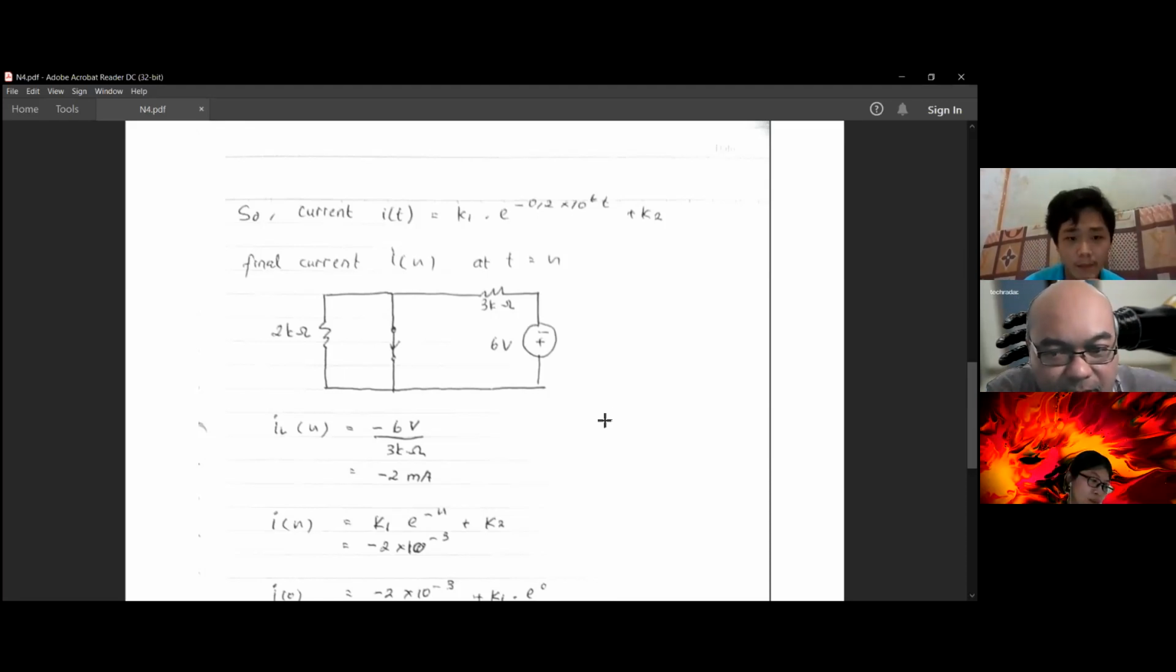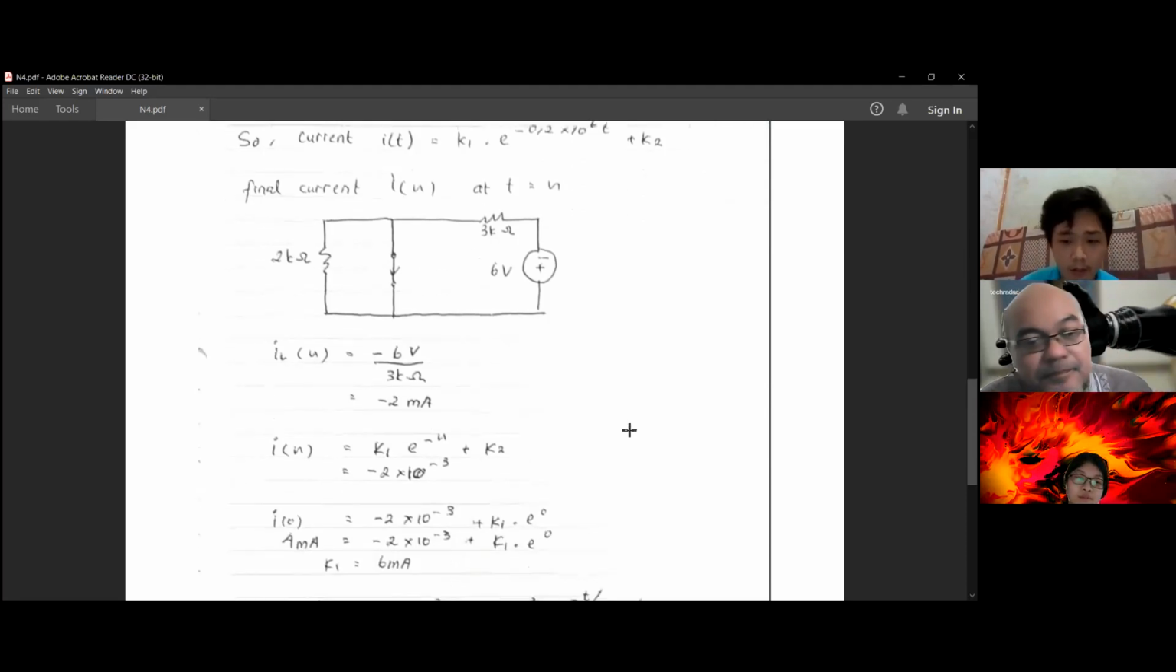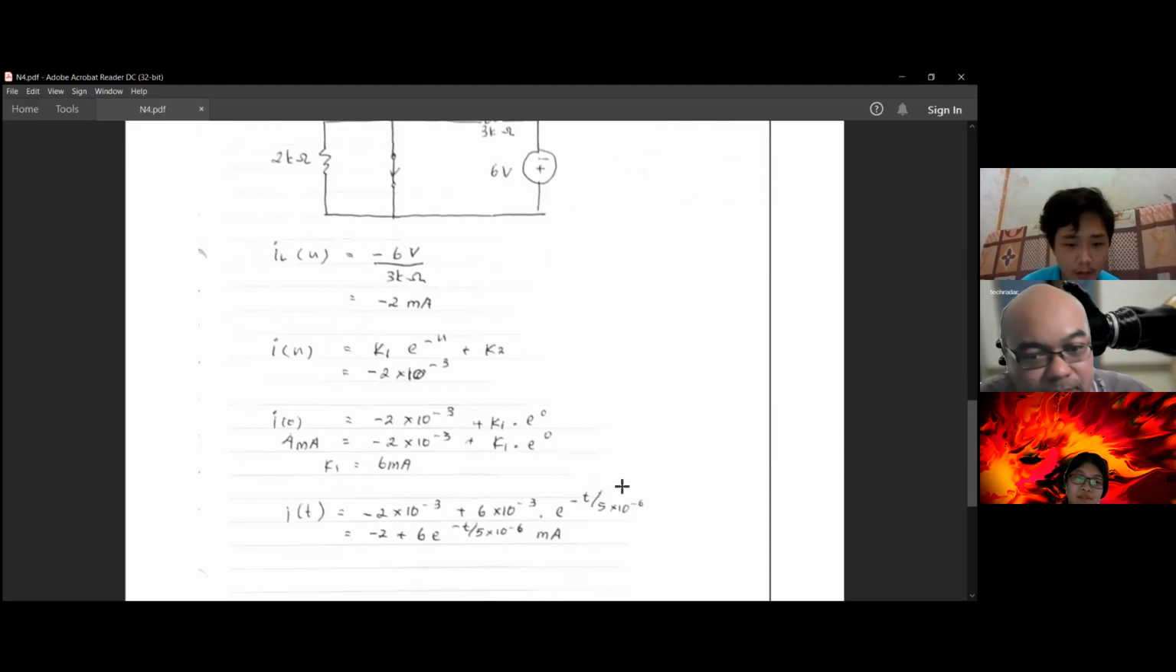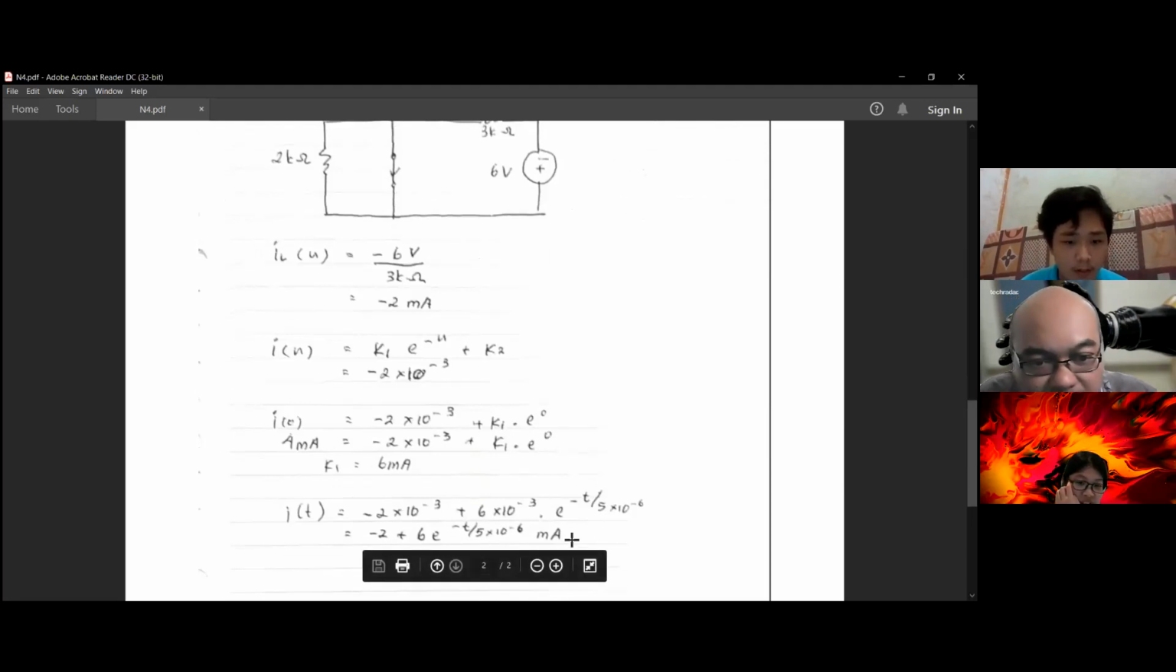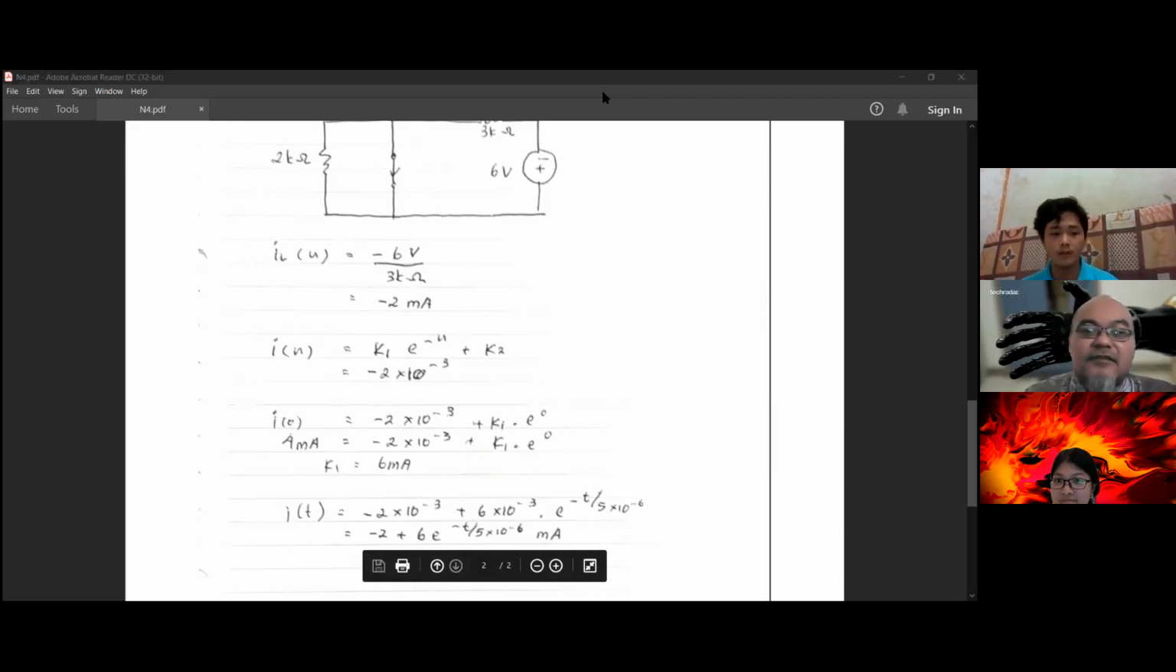What is the final answer before we submit it? This one is the final answer: minus 2 plus 6 exponent minus 6 e to the power t over 5 times 10 to the power of 26 milliamperes. Okay, thank you, group 4. Thank you, sir. Good job.